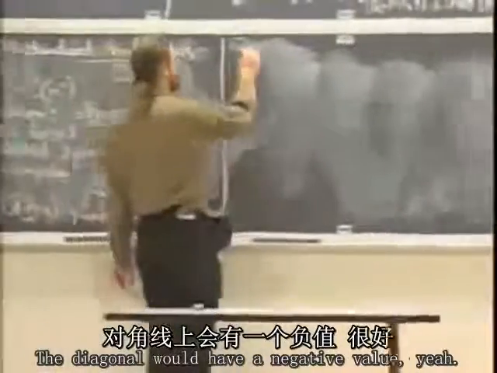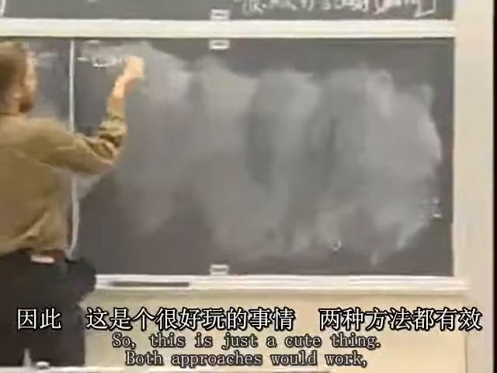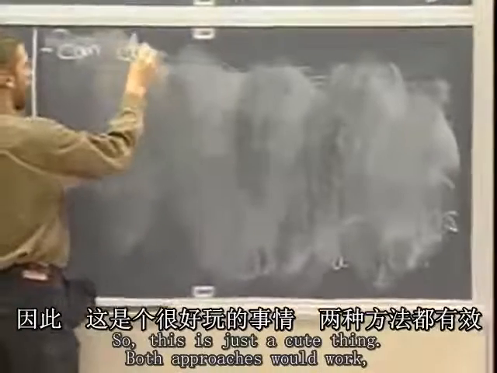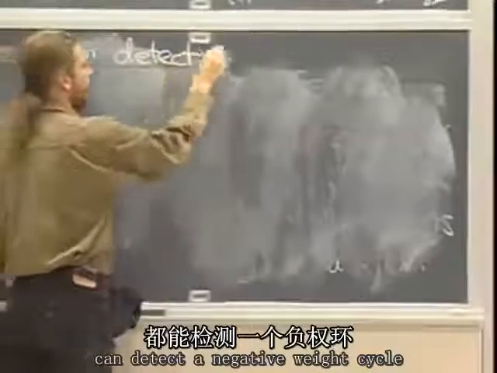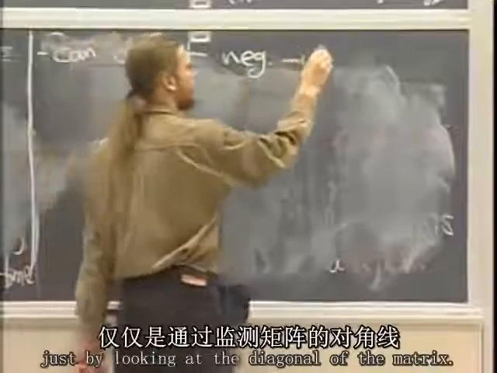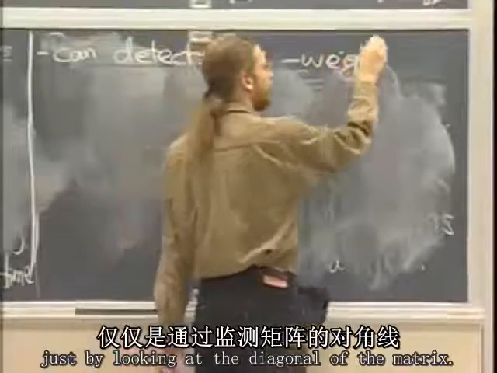So this is just a cute thing. Both approaches would work. You can detect a negative weight cycle just by looking at the diagonal of the matrix.